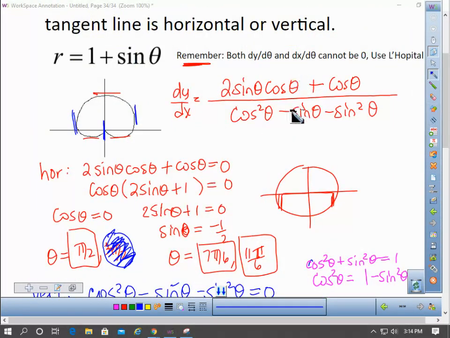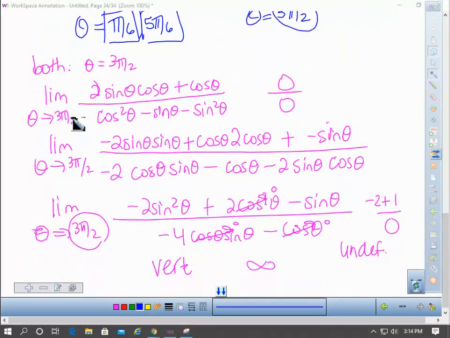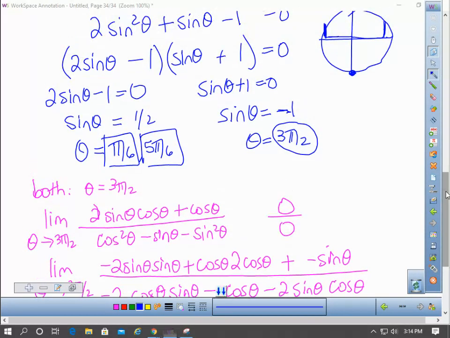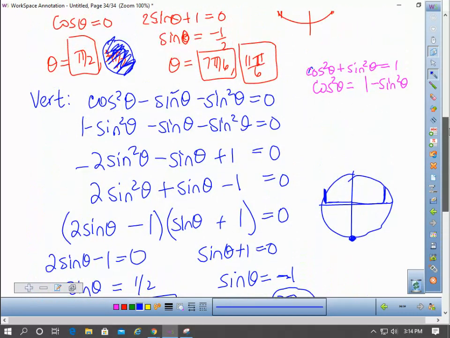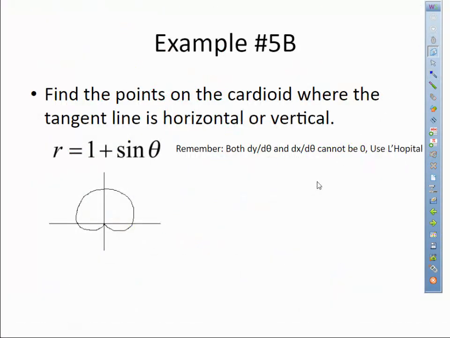And because we got 0 over 0 for 3 pi over 2, that's where you just have to do that extra step of the limit and use L'Hopital's rule to see what the answer really is for the value of the derivative where you're getting 0 over 0. You've just got to do that extra investigation to see what happens. All right, so that was the rest of 5B.